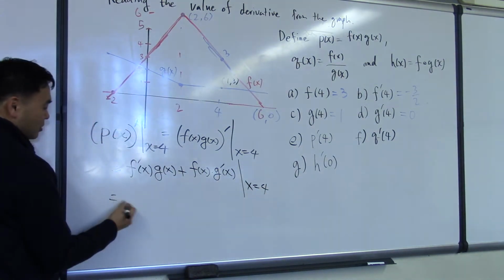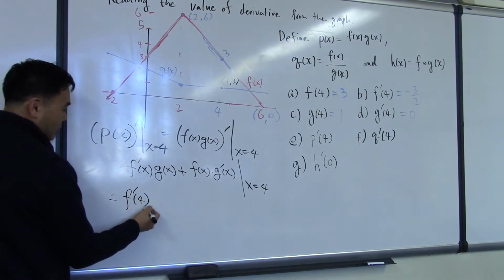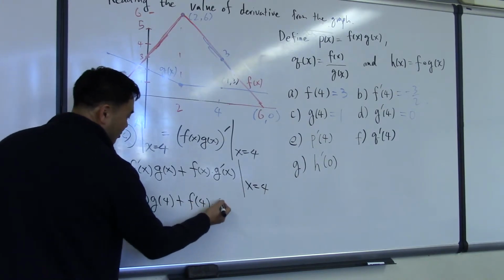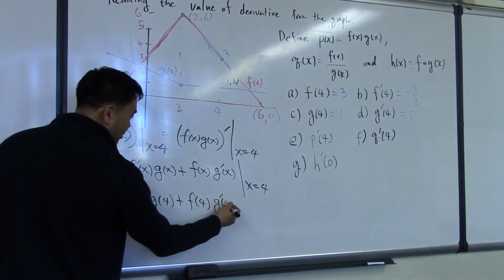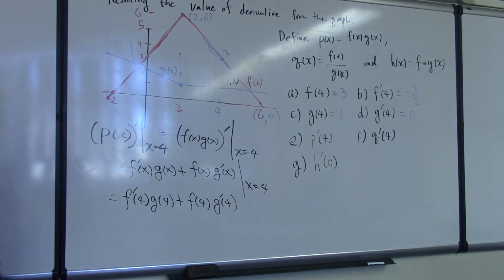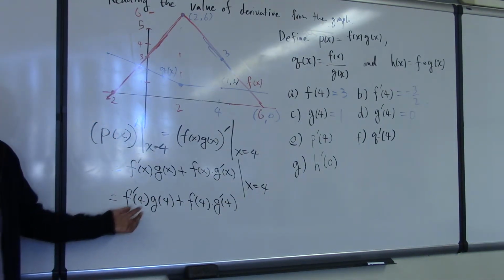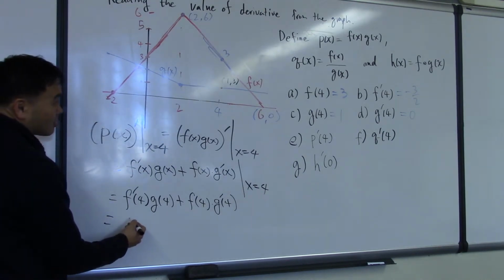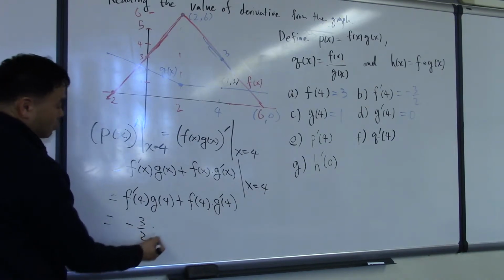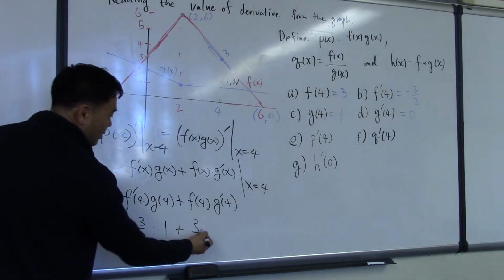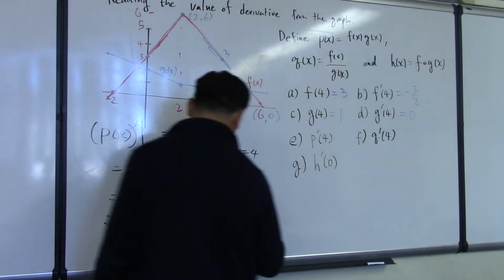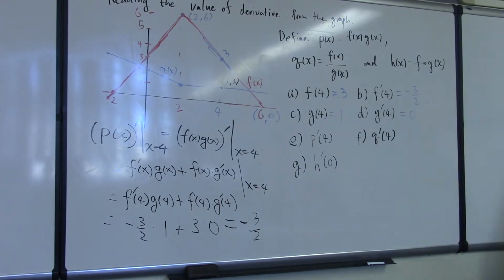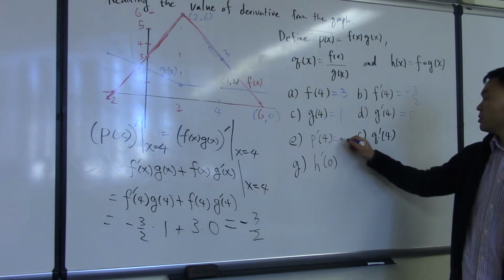So let's write that down. So what are we doing? f prime of 4 times g of 4, plus f of 4 times g prime of 4. Okay, now look at these values. We know them all. We did them from A through D, right? So we can just plug them in. This is negative 3 over 2, g of 4 is 1, f of 4 is 3, g prime of 4 is 0. So the answer is negative 3 over 2.